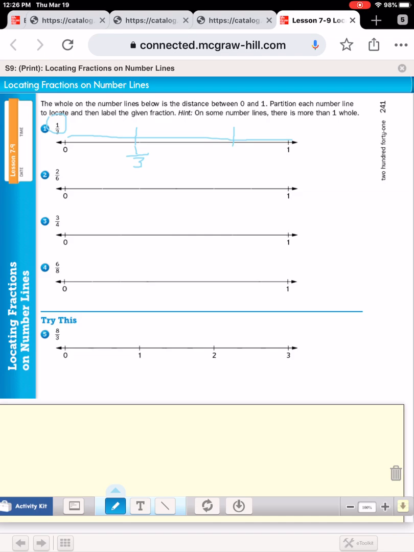All right, I would like you to finish the rest of this page on your own. You can do the try this at the bottom. When you finish this page, go on to Math Boxes 7.9, and then after that, or maybe later today, I'd like you to complete HomeLink 7.9. You can have your parents email me if you have any questions, and when you're finished with your math journal work, it would be great if you had an adult look it over for you.